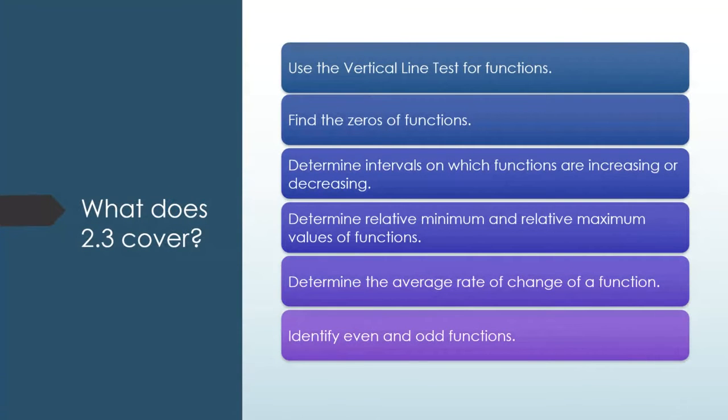So 2.3 covers a lot of material. It covers using the vertical line test for functions, finding zeros of functions, determining the intervals on which functions are increasing or decreasing, determining relative minimum and relative maximum values of functions, determining the average rate of change of a function, and identifying even and odd functions. So there is a lot of material here, which means I have a lot of slides, and this is going to be a long one.